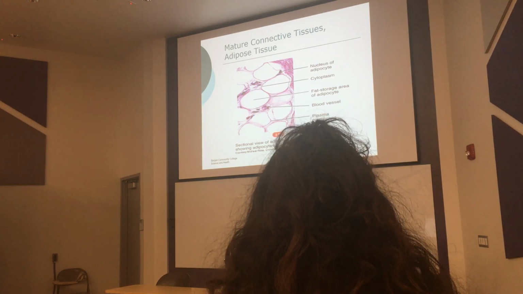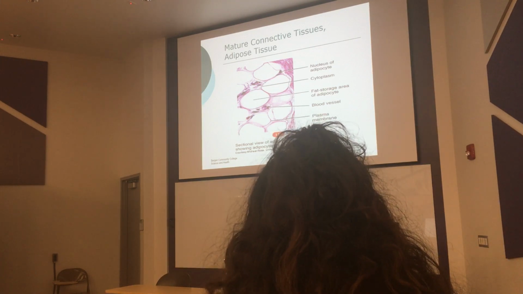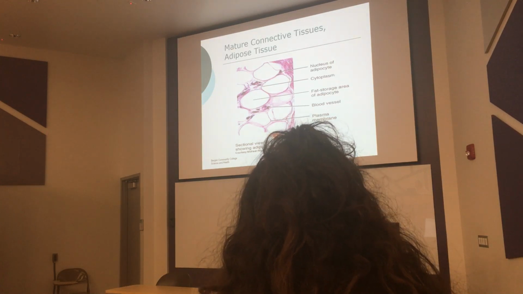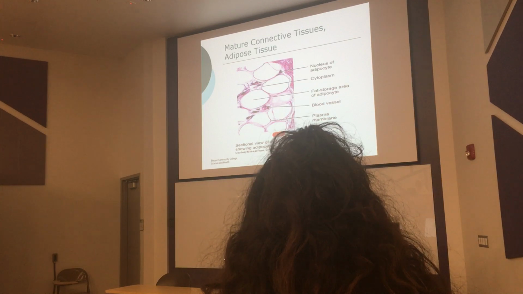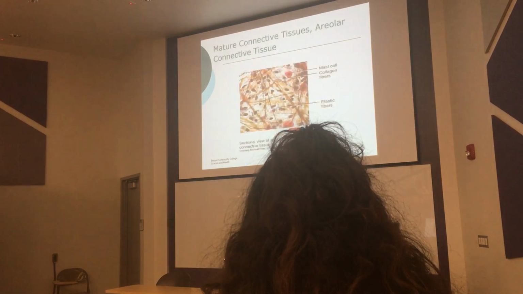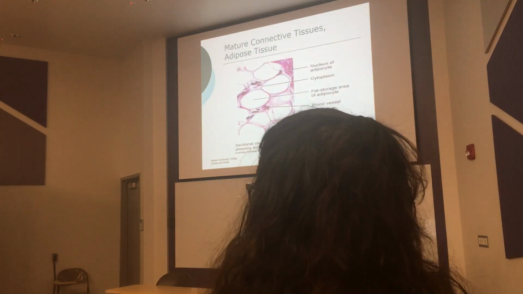It shows up very white because it won't absorb the stain, because it's an oil, because it's a lipid. And you see here you have some areolar connective tissue. This looks a lot different than that. That looks like hair with lice, and this looks like bubbles.